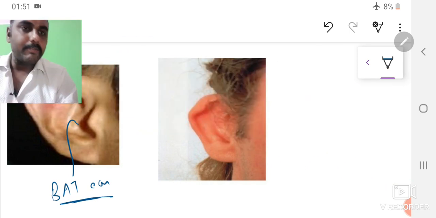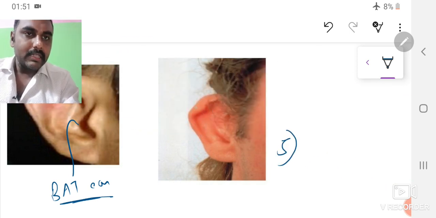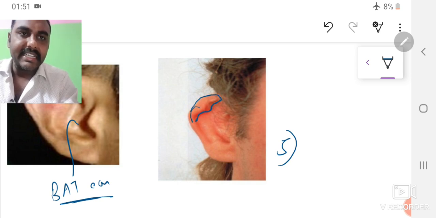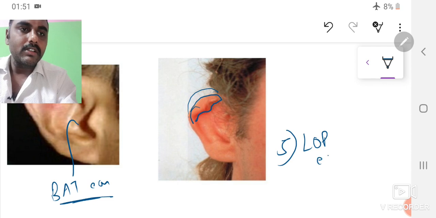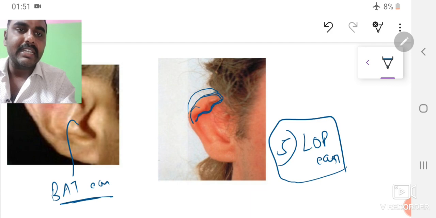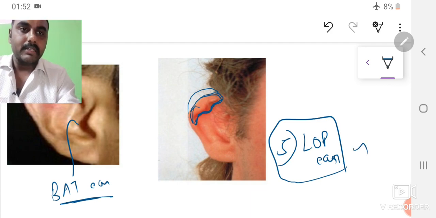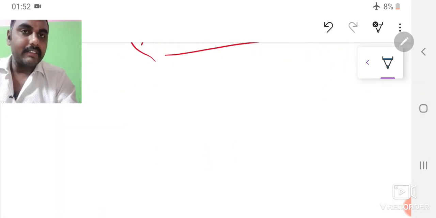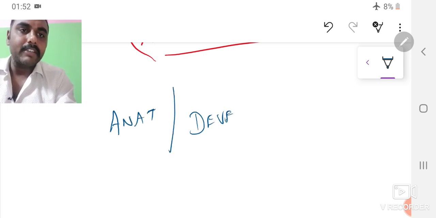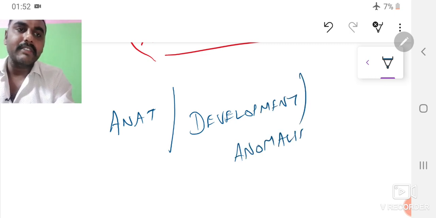And for completion's sake, I have put one more diagram. Here the superior part of the helix is being turned inside. The normal helix should be like this, but here the superior part is turned inside, the rest of the pinna is normal. This is called lop ear, L-O-P, lop ear, in which the superior part of the pinna is just turned inwards, okay. So fine. We have dealt with the anatomy of the pinna, the development of the pinna, and developmental anomalies associated with the pinna.